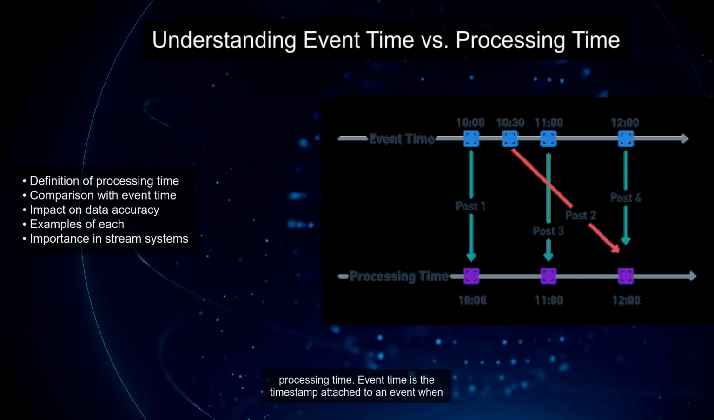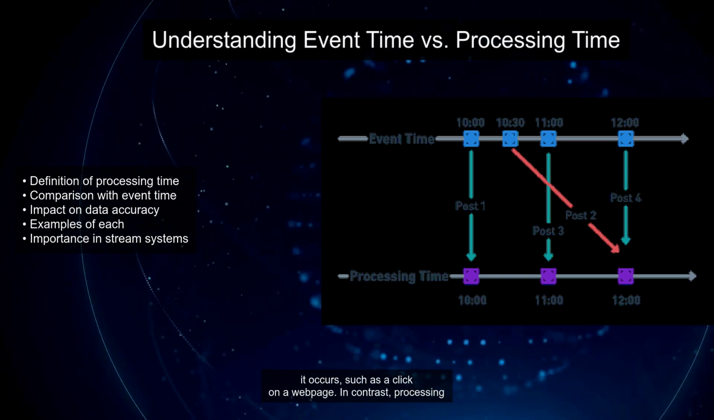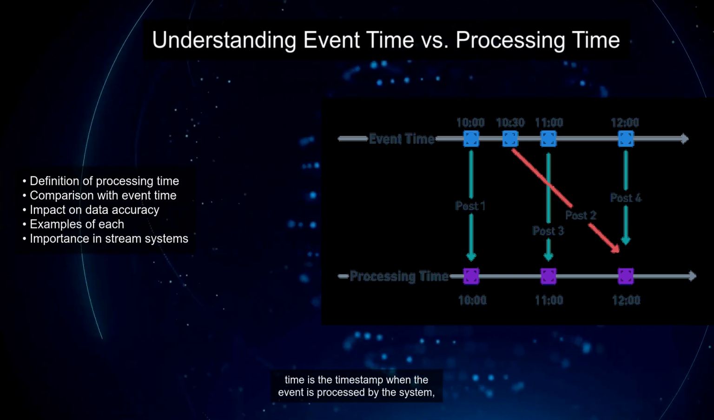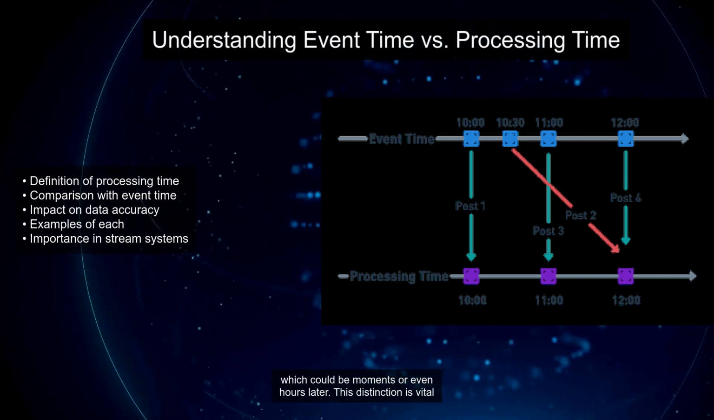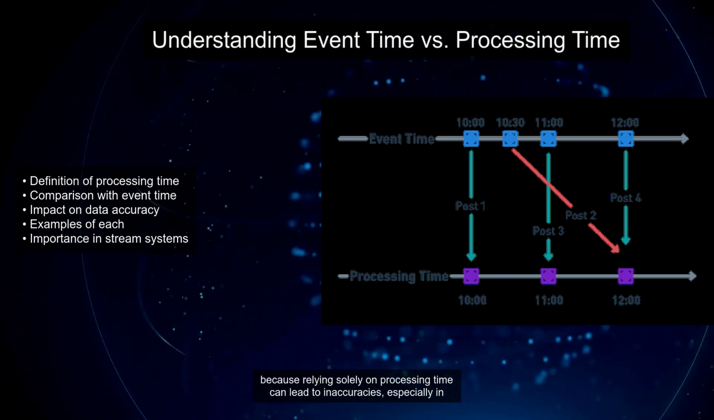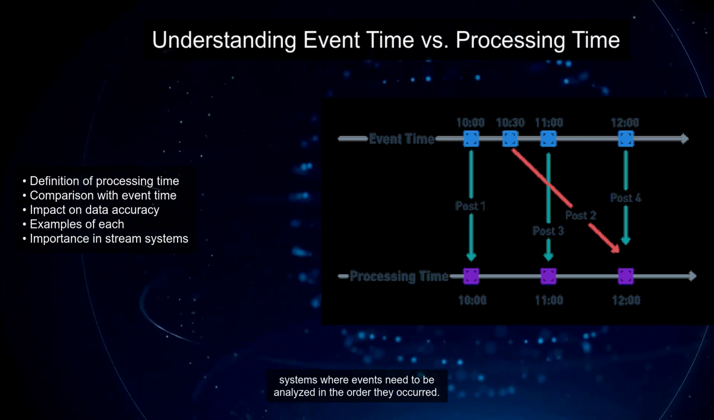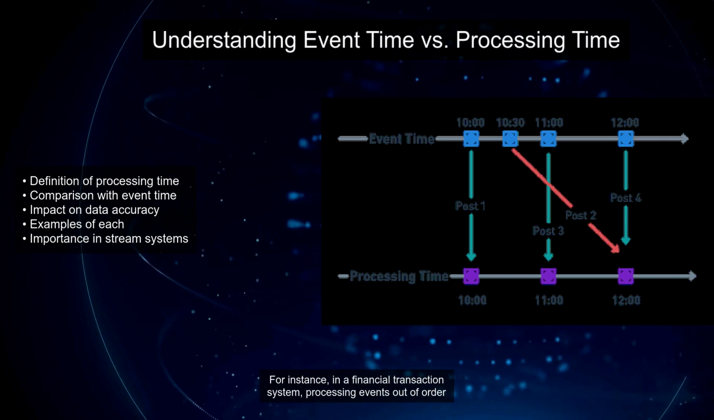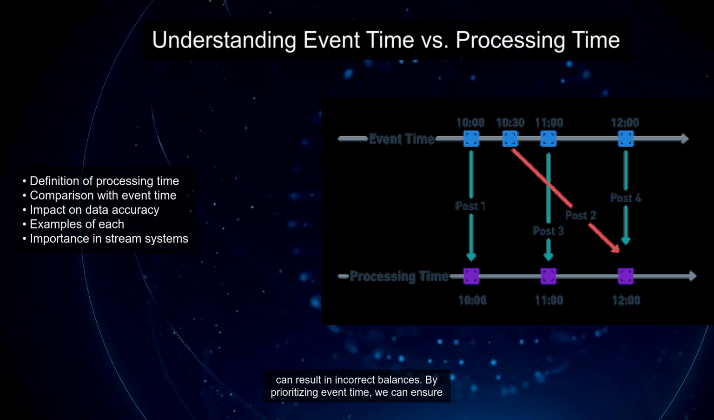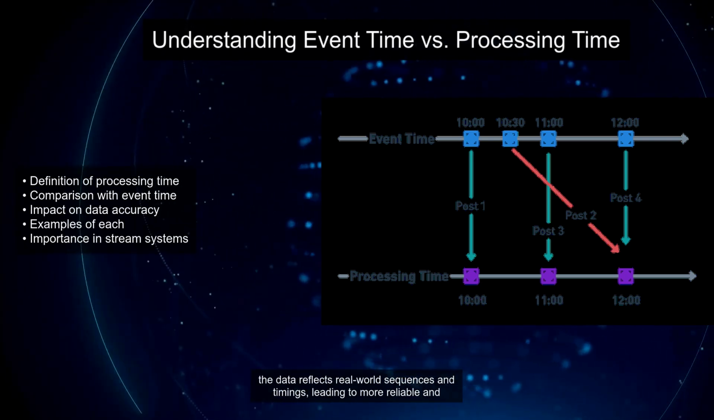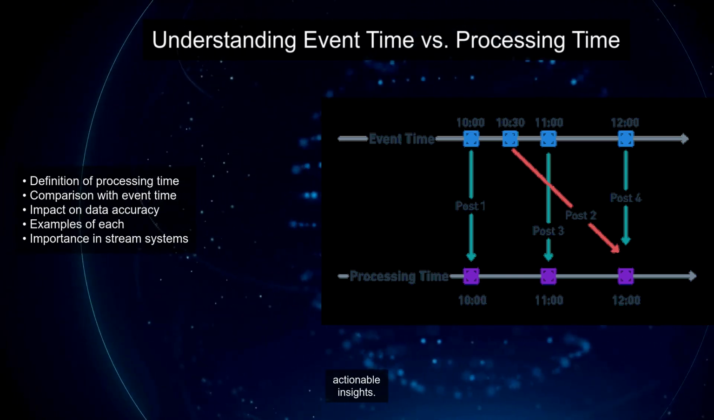Event time is the timestamp attached to an event when it occurs, such as a click on a web page. In contrast, processing time is the timestamp when the event is processed by the system, which could be moments or even hours later. This distinction is vital because relying solely on processing time can lead to inaccuracies, especially in systems where events need to be analyzed in the order they occurred. For instance, in a financial transaction system, processing events out of order can result in incorrect balances. By prioritizing event time, we can ensure the data reflects real-world sequences and timings, leading to more reliable and actionable insights.